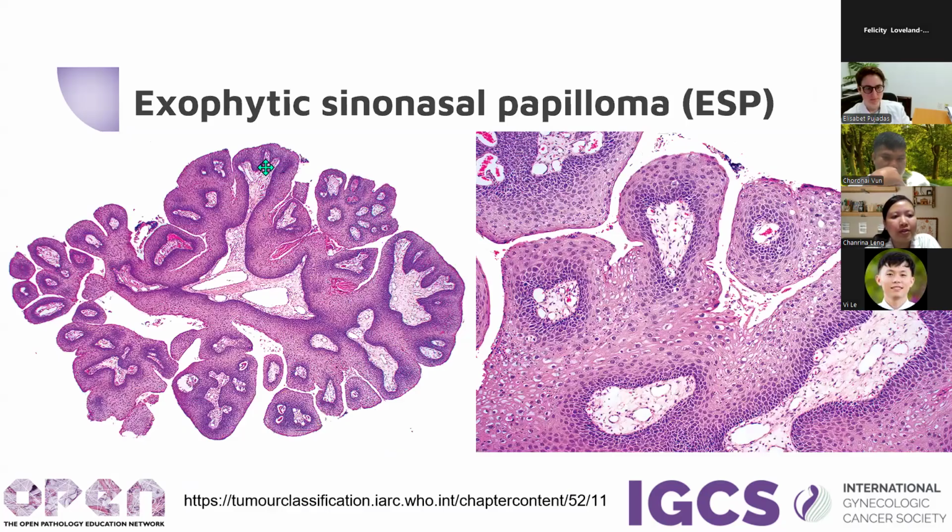Here is the microscopic view. It is the fibrovascular core, and the epithelium that covers it has multiple layers of non-keratinizing squamous cells. And in this high power, we see clear cytoplasm and irregular nuclei. They are supposed to be koilocytes because of the association with HPV infection.